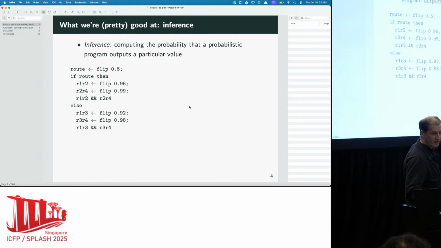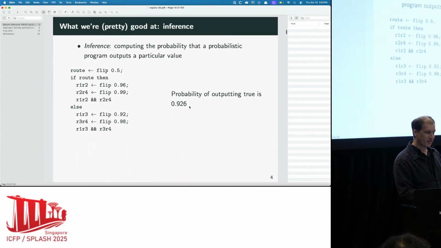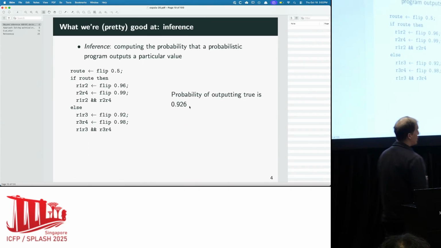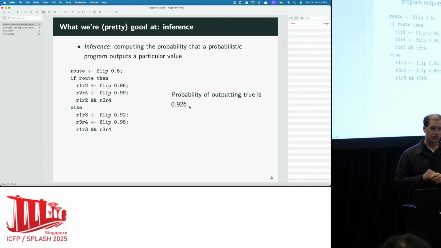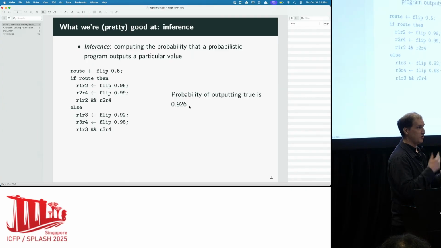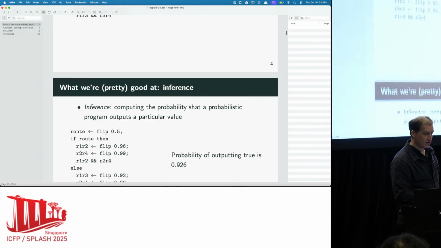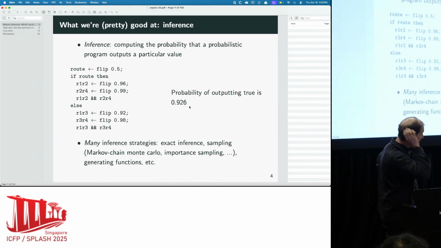So here's that router example, and I would run my probabilistic programming language, and out would come a number. It would say, okay, the probability of outputting true is 0.926, and it would do some algorithms to figure this out for me. And we have many inference strategies. You could write long textbooks on these things. There's different kinds of exact inference, sampling, Markov chain Monte Carlo, importance sampling, generating functions, and so on. There's lots and lots of things.